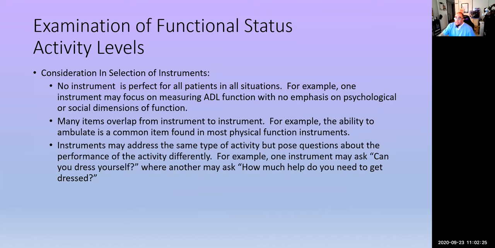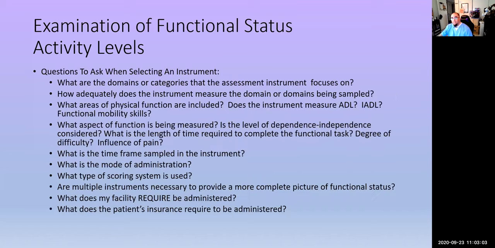Now, say you work at an outpatient clinic that specializes in hands. You may be able to develop your own one of these that is just peachy keen. Until you've done it with a bunch of patients and have valid data, you can't really be sure that it is a functional test that is good for measuring. Many items overlap from instrument to instrument. When you do the FIM, a lot of it is going to carry over when they do the PAI. They may address the same type of activity but pose questions differently. Like one may ask, can you dress yourself? And the other may ask, how much help do you need to dress yourself?